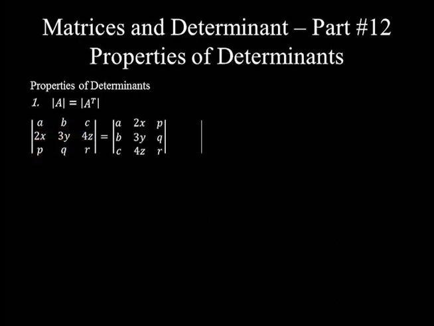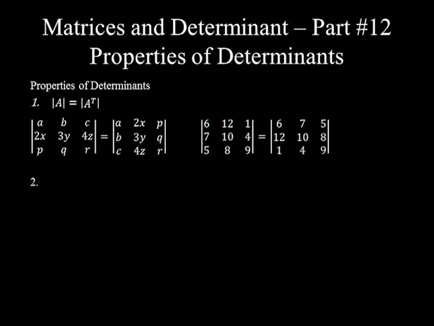Another example: the determinant of this 3 by 3 matrix, of which its elements are designated by numbers, is equal to the determinant of its transpose. As usual, the transpose can be determined by interchanging rows and columns, meaning column 1 becomes row 1, column 2 becomes row 2, and column 3 becomes row 3.